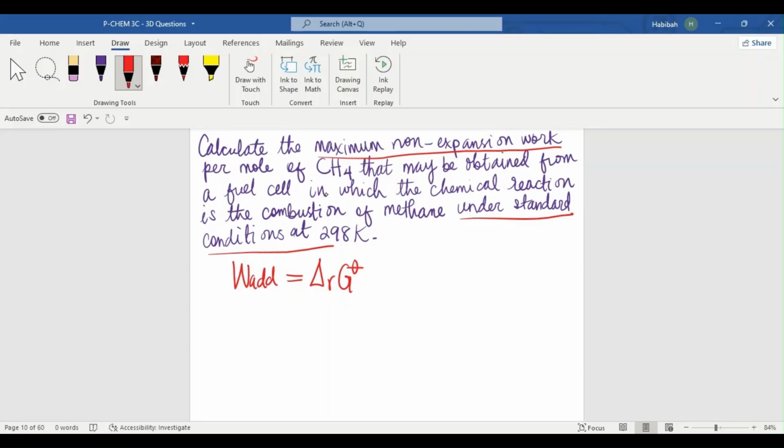They could as well just ask you to calculate the Gibbs energy of reaction for the combustion of methane, and that's just it. That's literally what you're being asked to do. But this way they said work per mole. So it's just basically this.